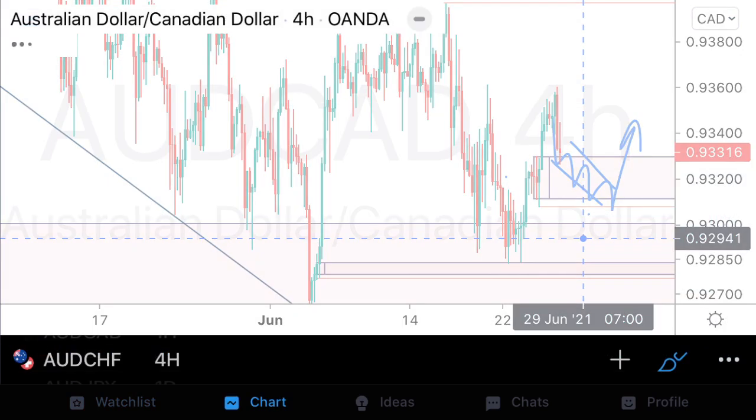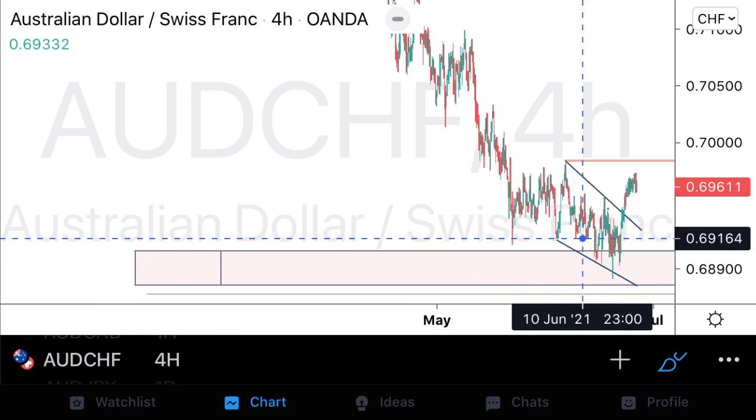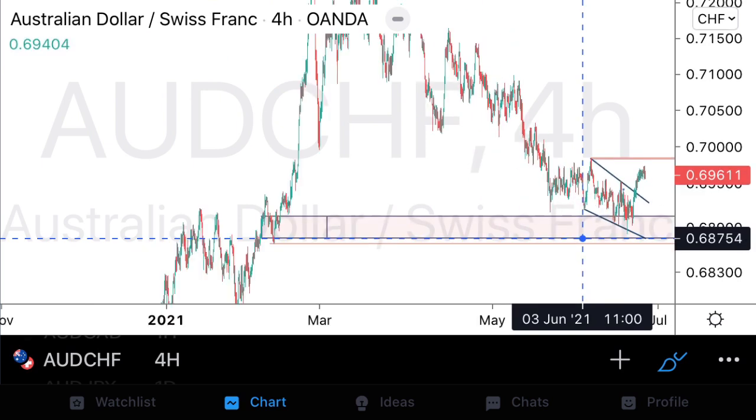Now let's go on to the next pair, guys. We're going on to Aussie Swiss franc. On Aussie Swiss franc, guys, we'll just stick to the 4 hour. We'll still be able to analyze and talk about higher time frame structure from here.